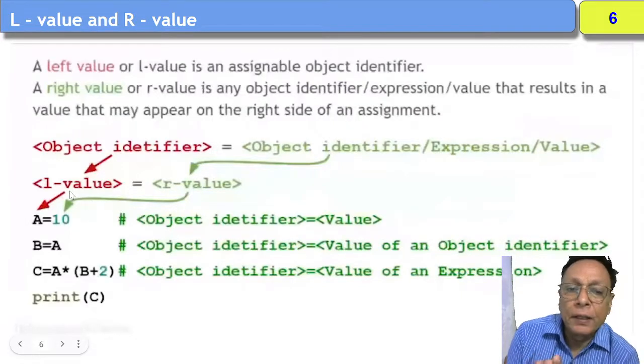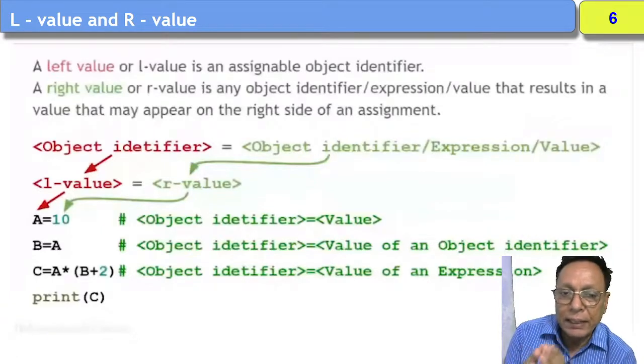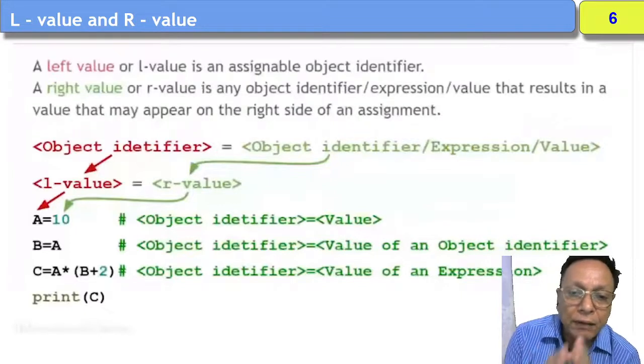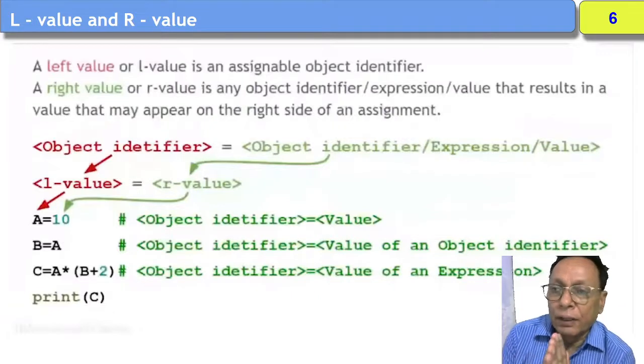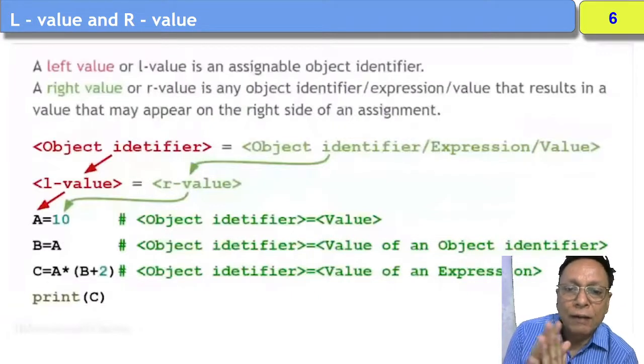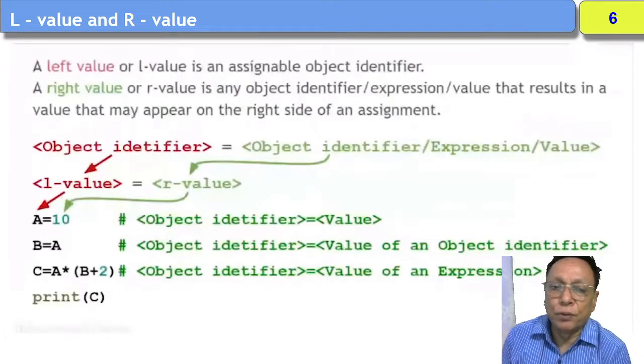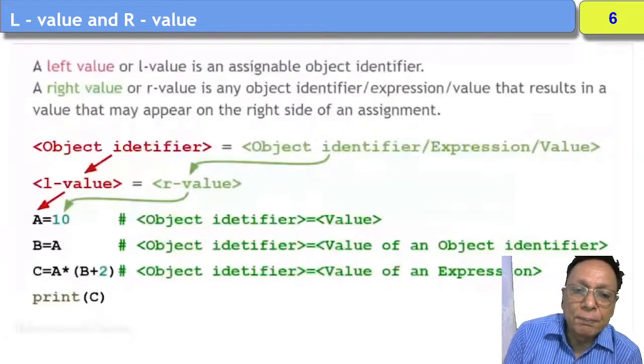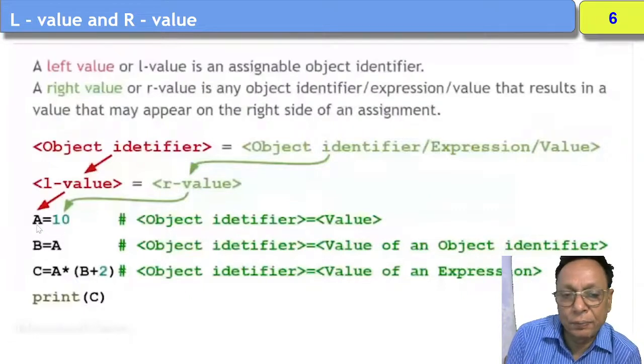For example, L value is equal to R value means you are assigning R value, and L value is an identifier. It is storing the value of the right side of the assignment operator. So L value is equal to R value, this value moves to L value. For example, A is equal to 10. So 10 is the R value and A is the L value or left value.